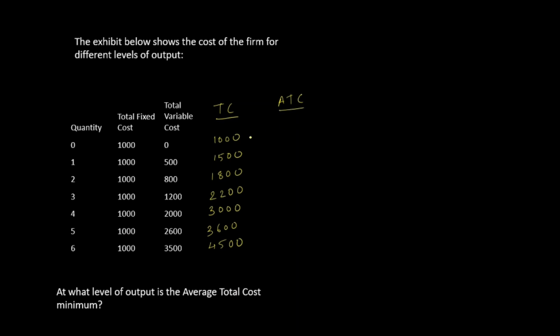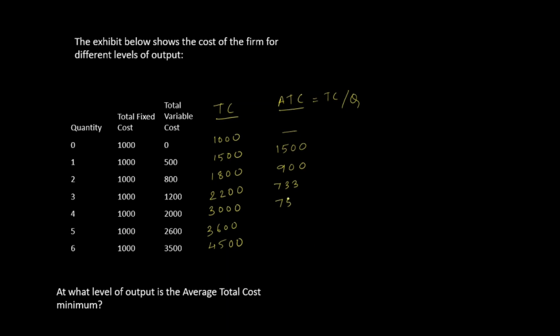So in the first case, it is not applicable because my quantity is 0. How do I calculate average total cost? This is nothing but total cost divided by quantity. So here this is not applicable. In this case, it is 1500 divided by 1. So this gives me 1500. In the next case, it is 900. Then you have 733. I just take a round figure. So it's 733.